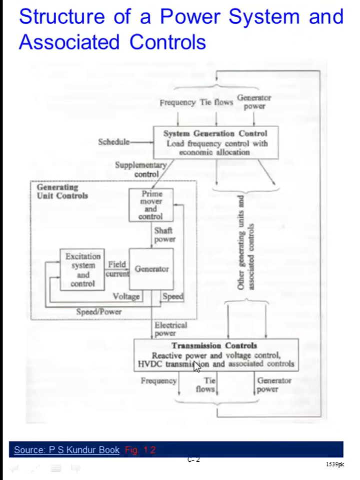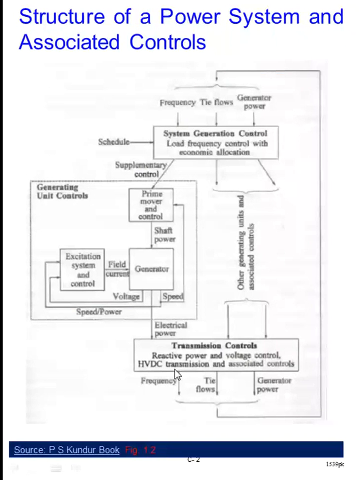And thus we need to have voltage control at buses in the network, and thus we have the reactive power and voltage control. Another part is that in some cases we also have the use of HVDC lines, and most of the AC networks are also connected to HVDC lines. So we need to control the converters in the HVDC system, and then several associated controls for these transmission controls. So they are included here.